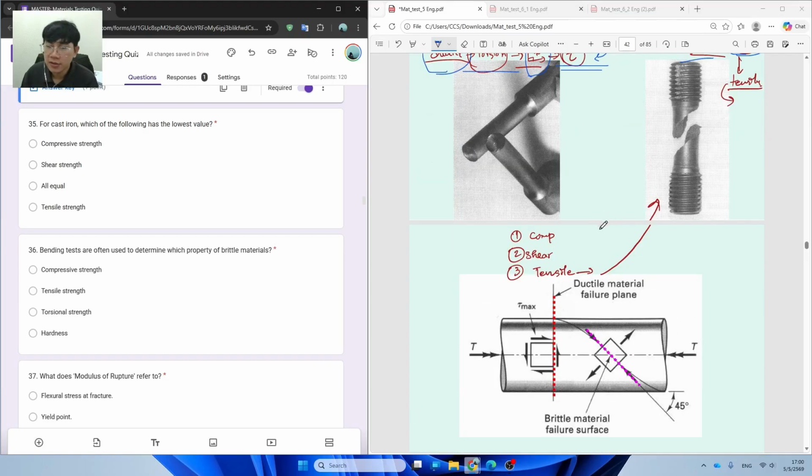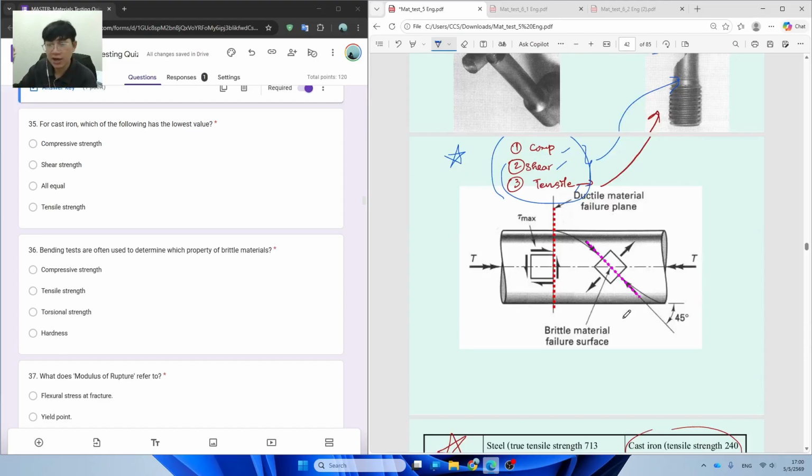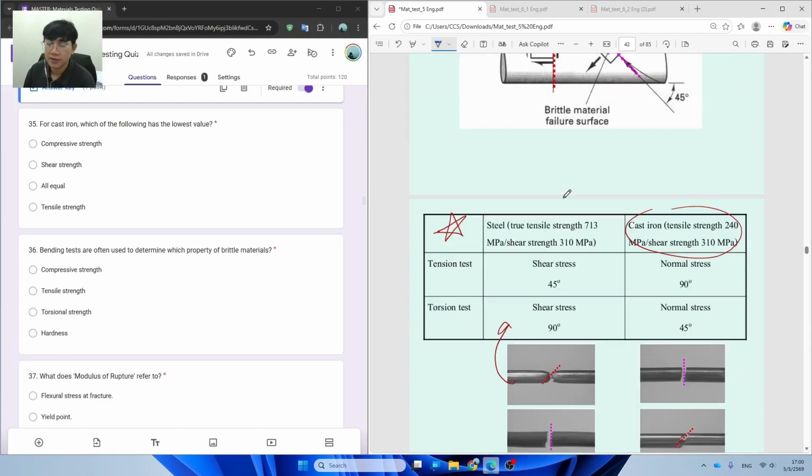Okay, and one more point to note is the material properties of cast iron. For cast iron, number one is the compressive strength, the second one is going to be the shear strength, and the third one is going to be the tensile strength. So if in the examination I ask you to rank the strength of cast iron in order, you need to use this order to rank the strength between these three.